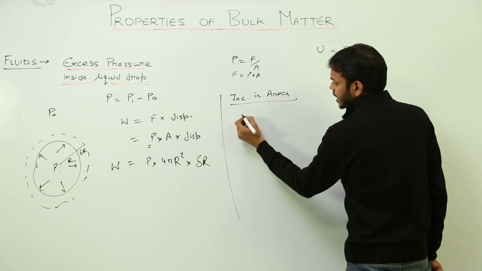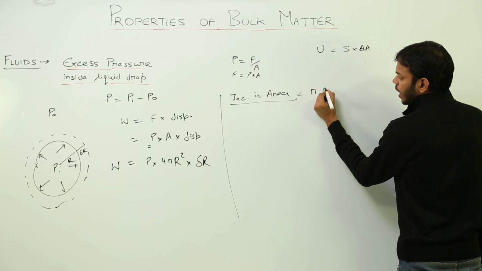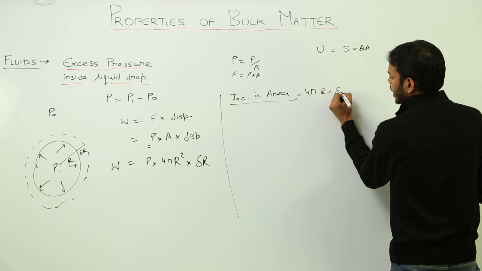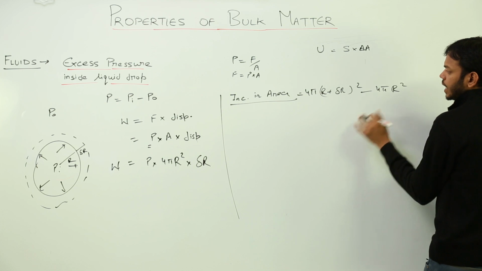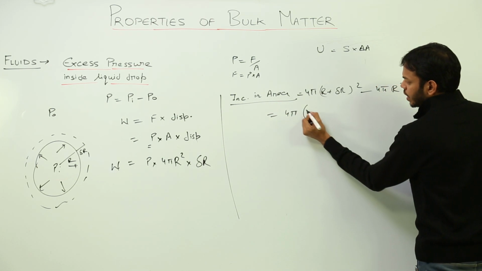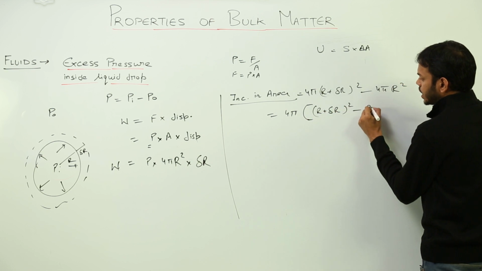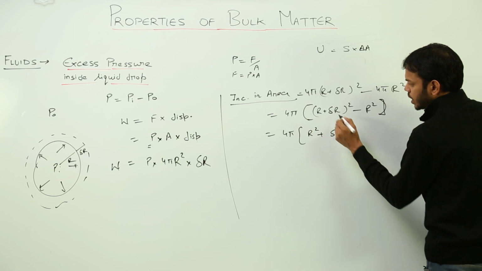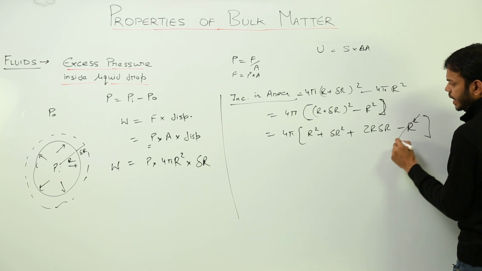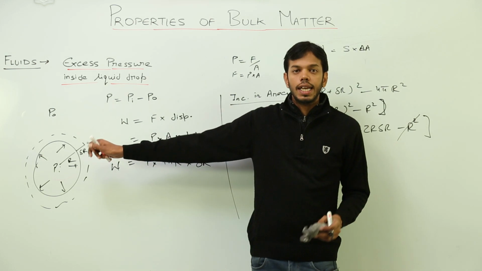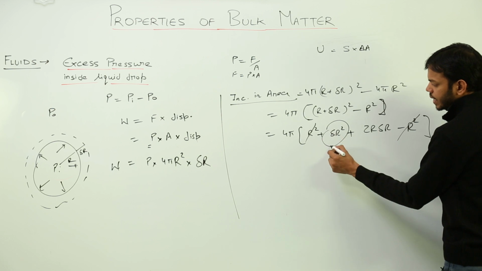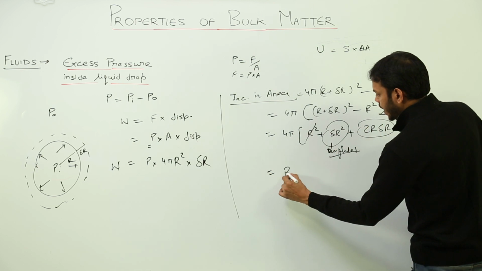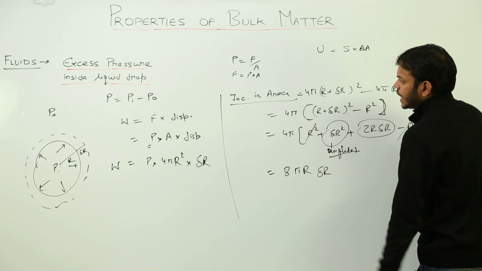So here, increase in area: what is the final area? The formula is 4 pi R square. So it becomes 4 pi (R plus delta R) square minus 4 pi R square, where this is the initial area. If I take 4 pi common out, I am left with (R plus delta R) square minus R square. This becomes 4 pi [R square plus delta R square plus 2R delta R minus R square]. The R square terms cancel out. Now delta R is a very small change, and delta R square would be too small, so this term is neglected. Therefore, we are left with 4 pi into 2R delta R, which becomes 8 pi R delta R. This is the increase in area.